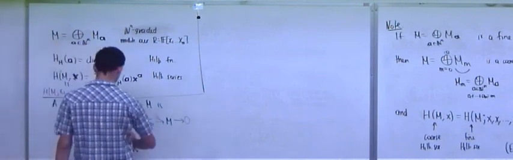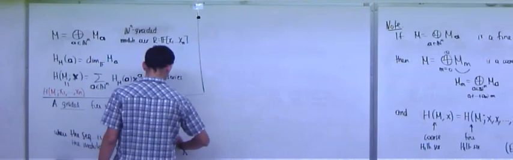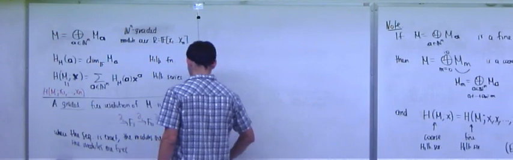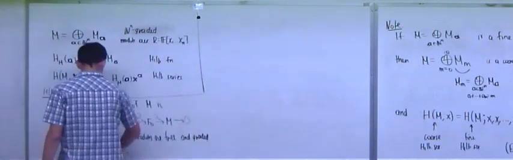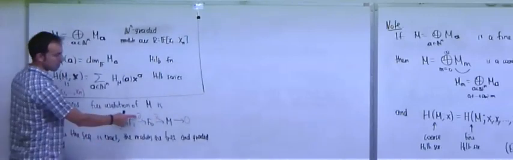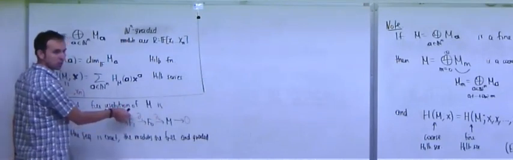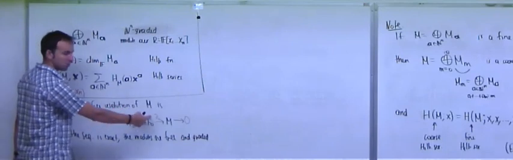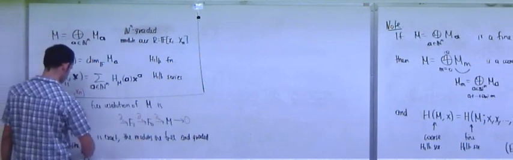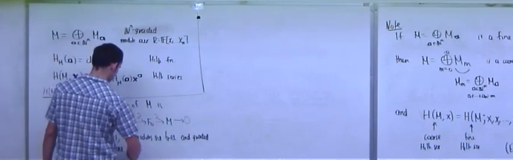So let me spell this out. The modules are free, and now they need to be graded. And the last thing that I need is that the maps should preserve degree. What I mean by that is that if you take something of degree 2 here, then when you apply the map to it, it should go to degree 2 here. So the maps delta i are degree preserving.